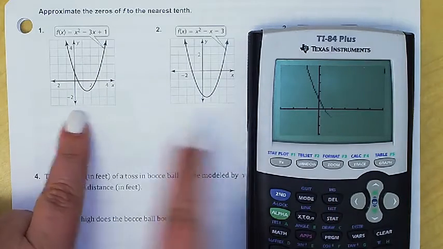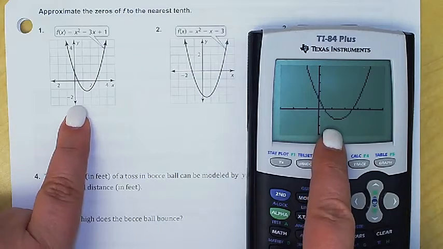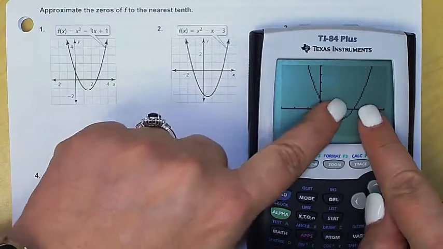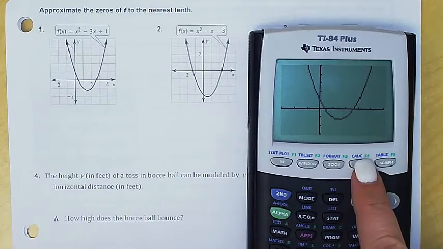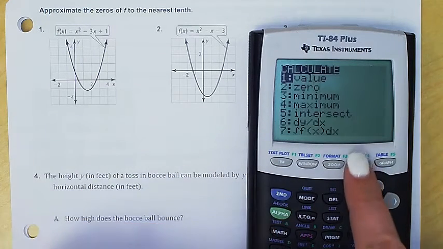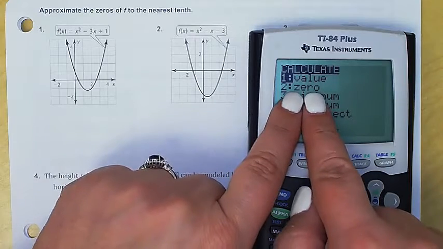And now it should be a much closer match to what I see here. Okay, all right, so there's our graph. Now I want to know exactly where that location is and where that location is. And I've shown you this, I think, a couple of times. We're going to go to this calc menu right above trace. So second calc. And what we're after is those zeros.